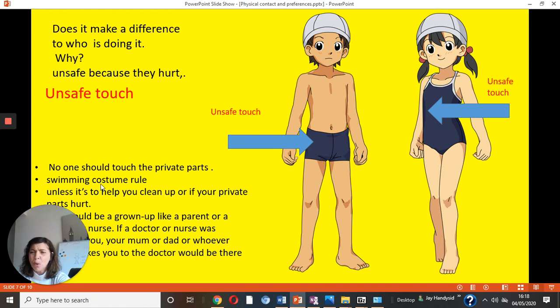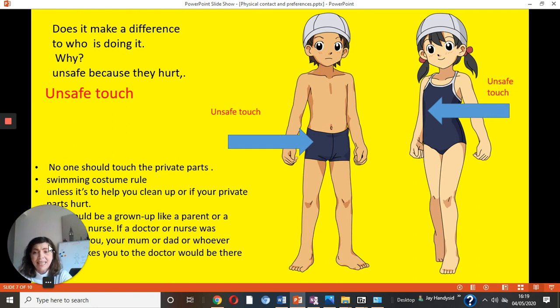Okay, so this is more serious. So we're looking at this here. When we're thinking about uncomfortable touches, there are places where people should never, ever, ever touch us. So we're using the swimming costume rule here. If you're a boy, you've got swimming trunks, and if you're a girl, you've got a swimming costume. Now nobody should be touching you there unless you've hurt yourself or they're helping you clean yourself.